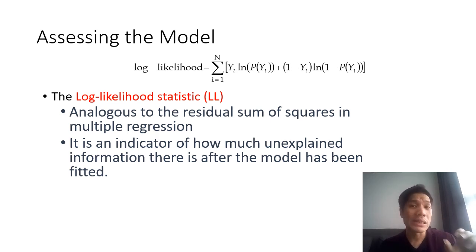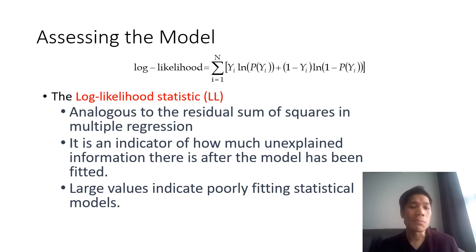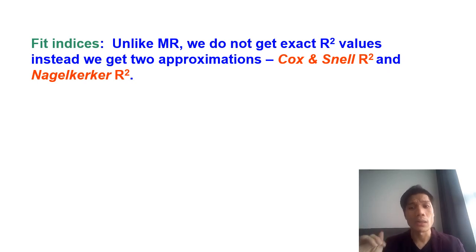Now, obviously, we do not want this to be high, because if it's high, it means the statistical model is poorly fitted. What we want is the log likelihood to be as low as possible, and to make sure that the fit values like Cox and Snell and the Nagelkerke R-square are low. Now, there's one here which I did not list down. It's called the Hosmer and Lemeshow. That one is also something that we want to make sure is low.